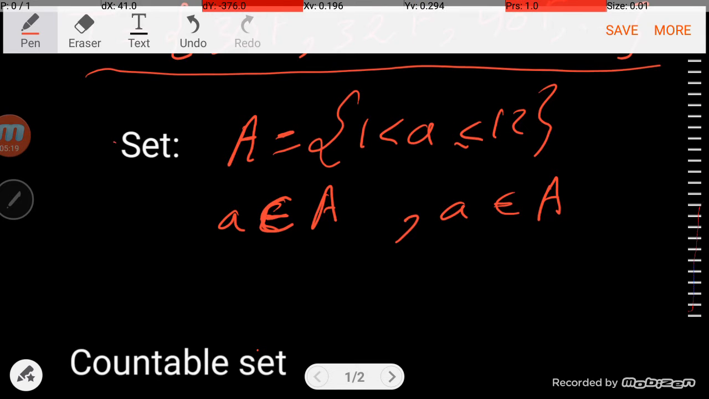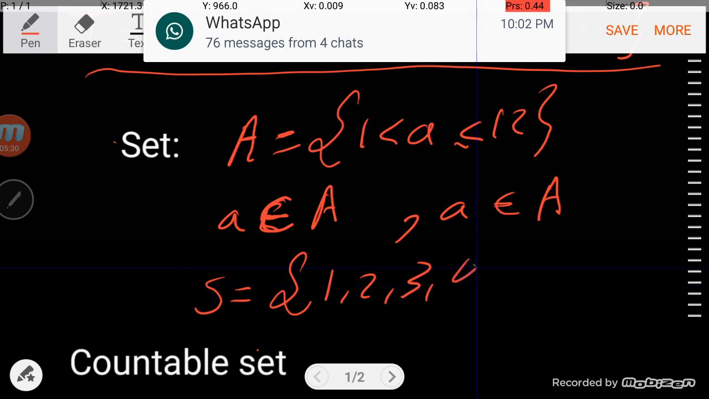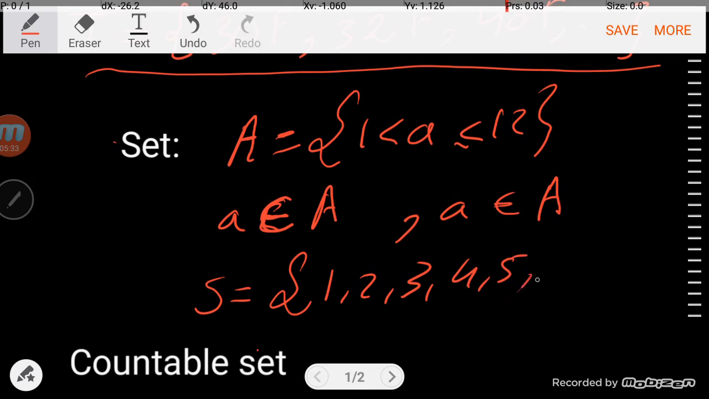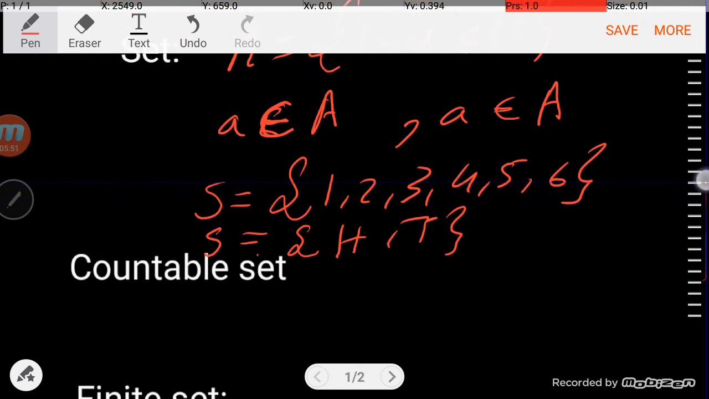In a dice game, we say S equal to {1, 2, 3, 4, 5, 6}. These are the results of the dice game. For the coin game, we say head and tail. These are the results.